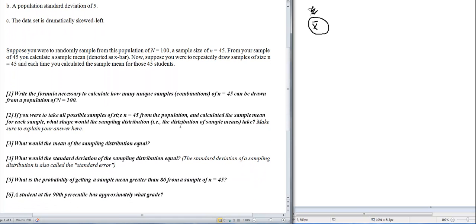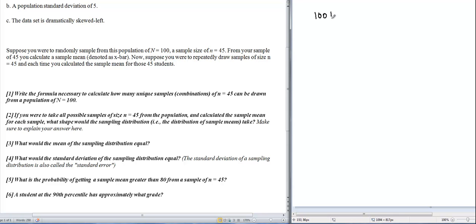So question 1 says, write the formula necessary to calculate how many unique samples, combinations of 45, can be drawn from a population of 100. That formula is a combinations formula. You can find it in the corresponding chapter in the textbook, and I will write it here as well.